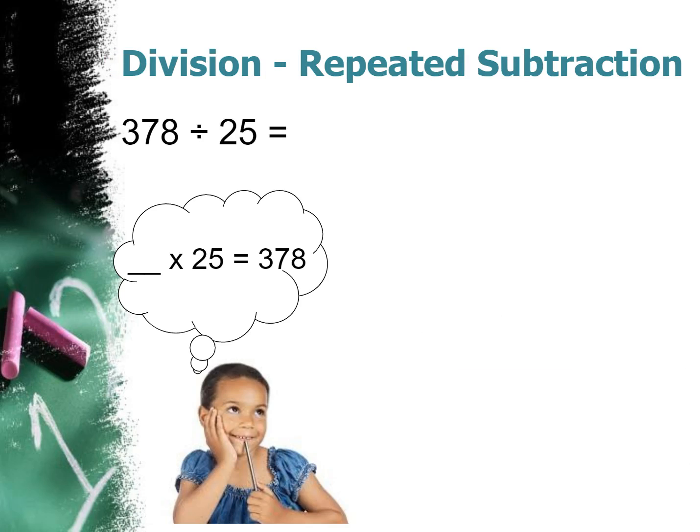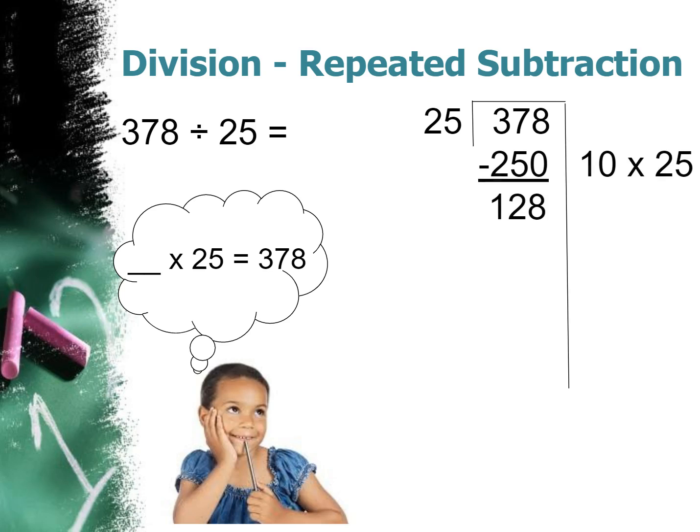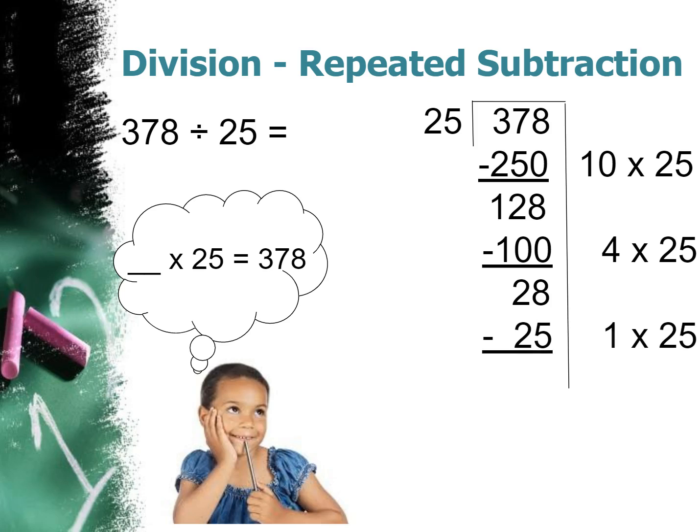You might be wondering if these strategies work if there's a remainder. So let's do a problem that has a remainder. What if you were to divide 378 by 25 instead? 10 25s is 250. When I subtract that, I would get 128. 4 25s would be 100. And there would be 28 when we subtract. 1 25 is 25, and there would be 3 when we subtract.